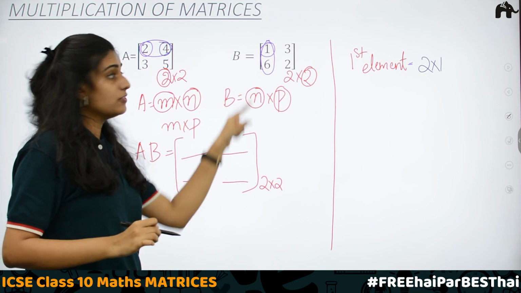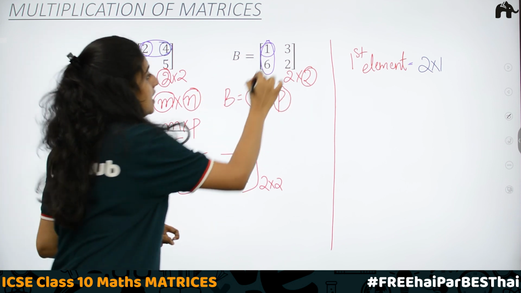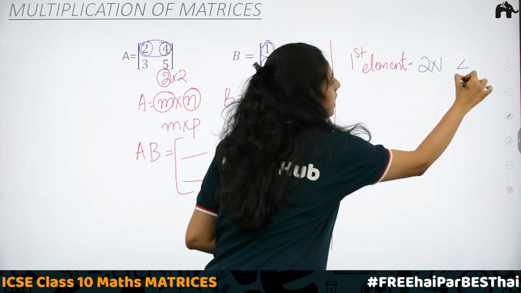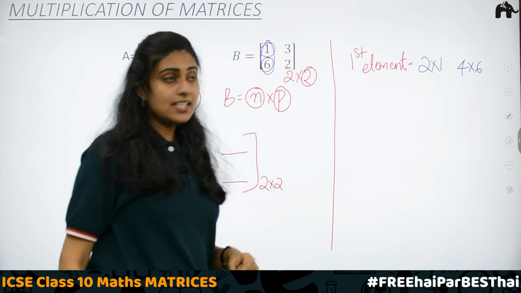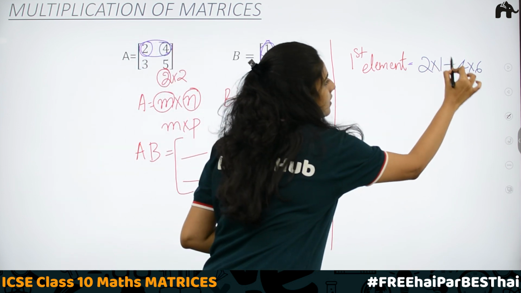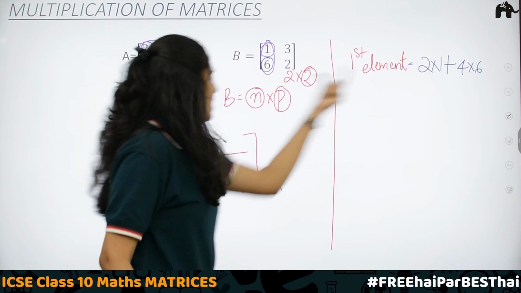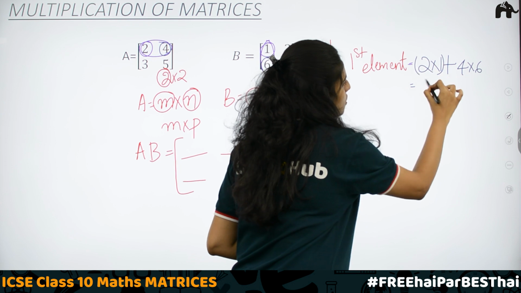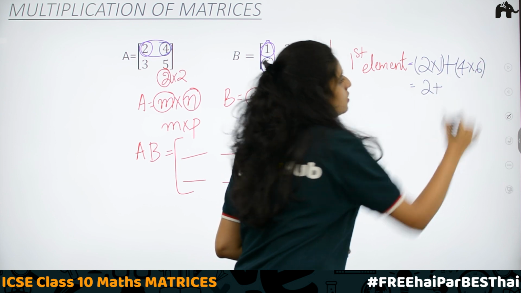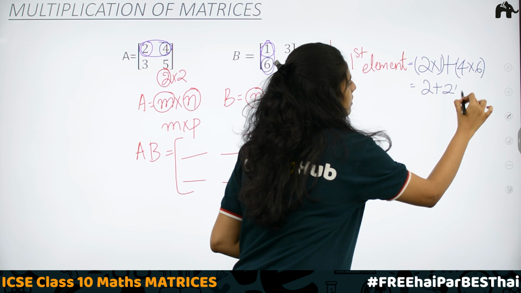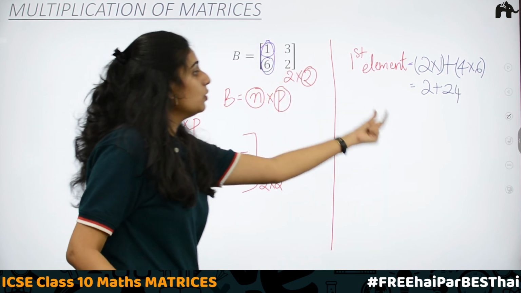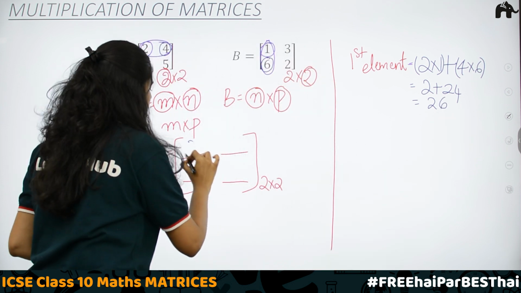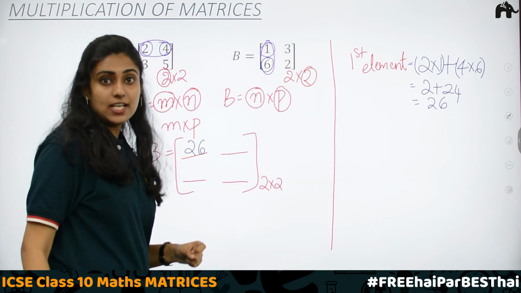Next, we have to consider the second element of the first row of the first matrix and the second element of the first column of the second matrix. Here we have 6. Multiply them, 4 into 6. Next, we will add these two. When you add these two, you will get the first element. 2 into 1 is 2, plus 4 into 6, 24. Therefore, the first element is 2 plus 24, which is equal to 26. Got it? Understood? 26 is the first element.